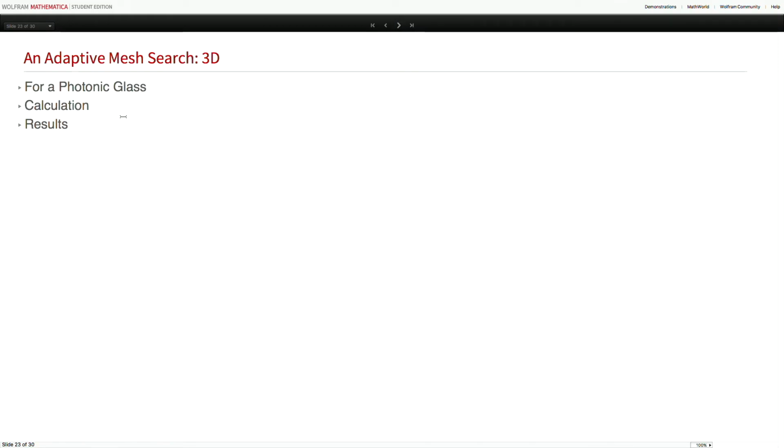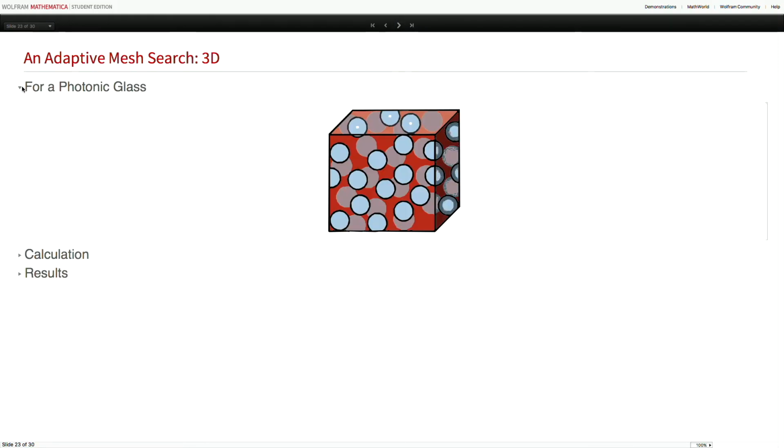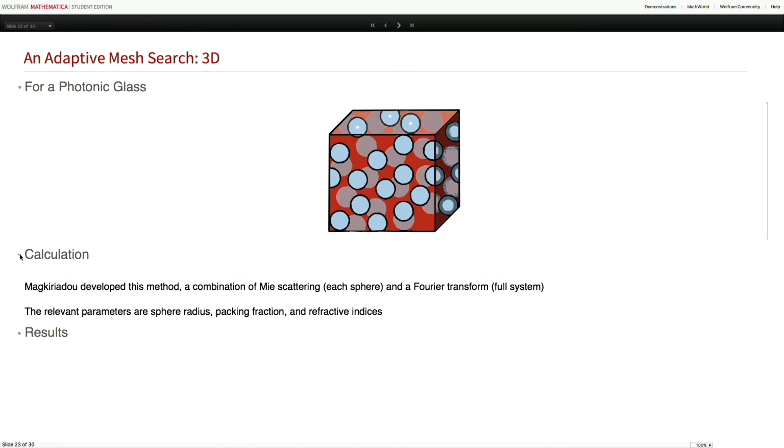I can do this now with a three-dimensional case. This is geometry called a photonic glass. It's actually very interesting because it's semi-ordered rather than completely ordered. And so you can use statistical techniques to model, on average, where these spheres are going to be. This technique was developed by a lab at Harvard, and it's a combination of Mie scattering for each individual particle and a Fourier transform representing how they're related to each other in the matrix of the structure.